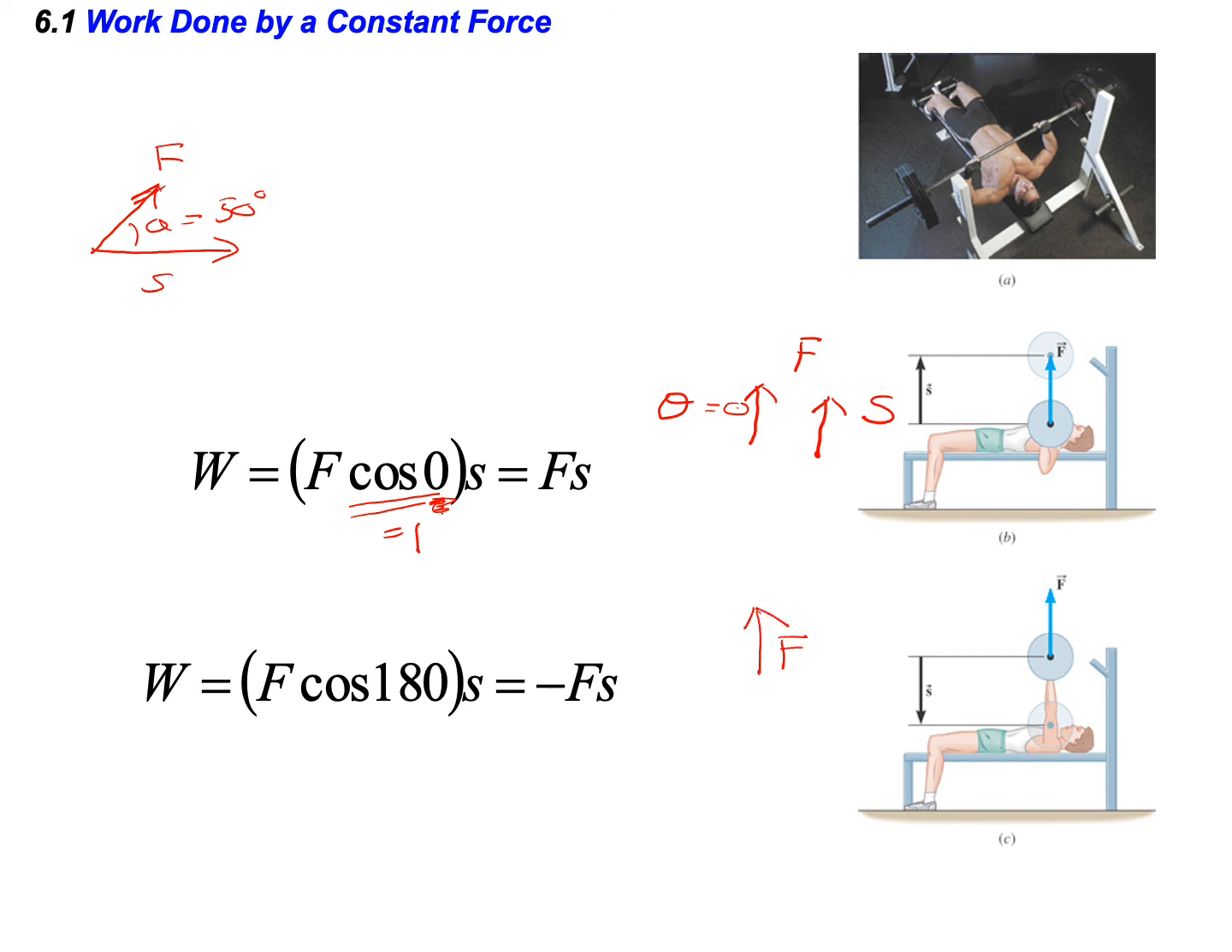In the second case, force is still this way. This is the direction of the force because we still hold the weight, but it travels this way. Therefore, the angle is 180. So cosine 180 equals -1. F times -1 is negative F times S. If force and displacement are in opposite directions, then you get negative F S.